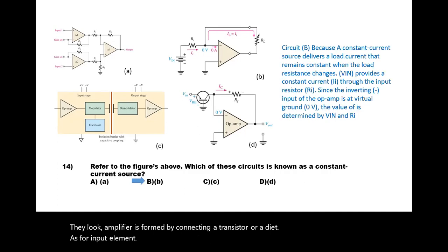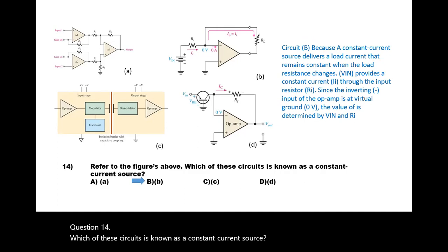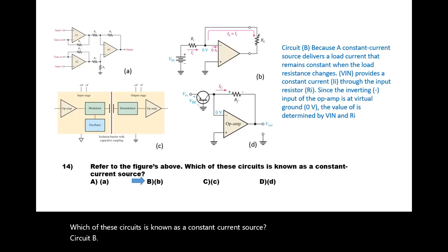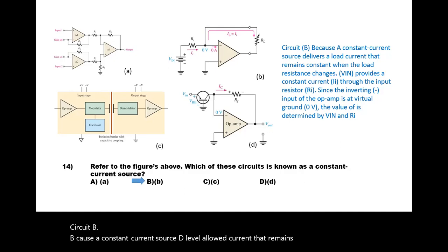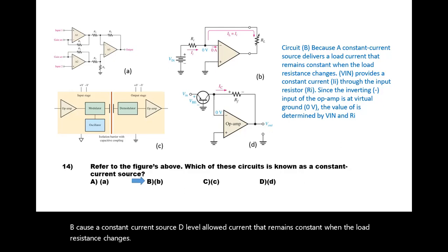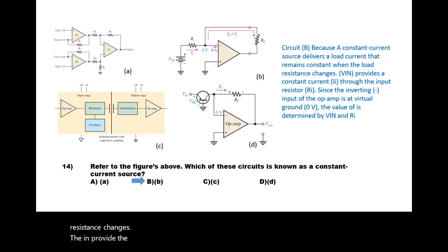Question 14. Which of these circuits is known as a constant current source? Circuit B. Because a constant current source delivers a load current that remains constant when the load resistance changes. V in provides a constant current of I in through the input resistor R in. Since the inverting input of the op-amp is at virtual ground, 0 volts, the value is determined by V in and R in.